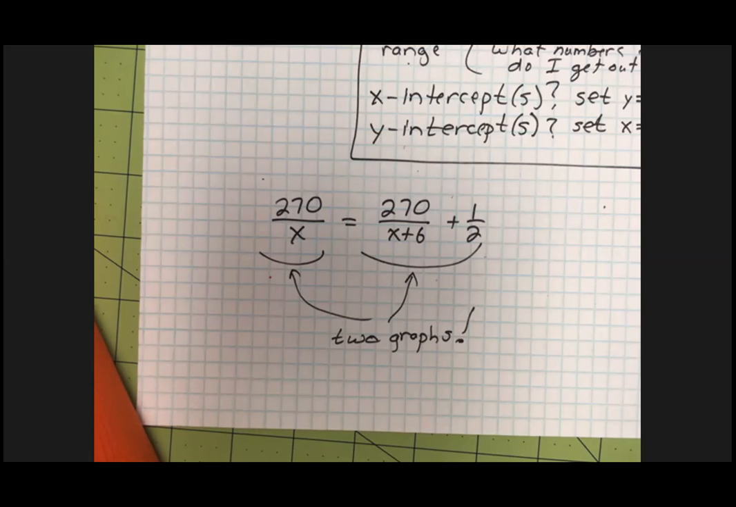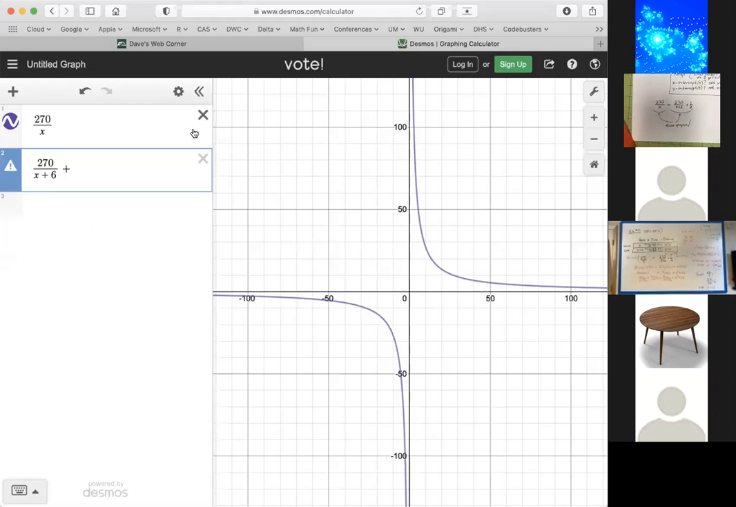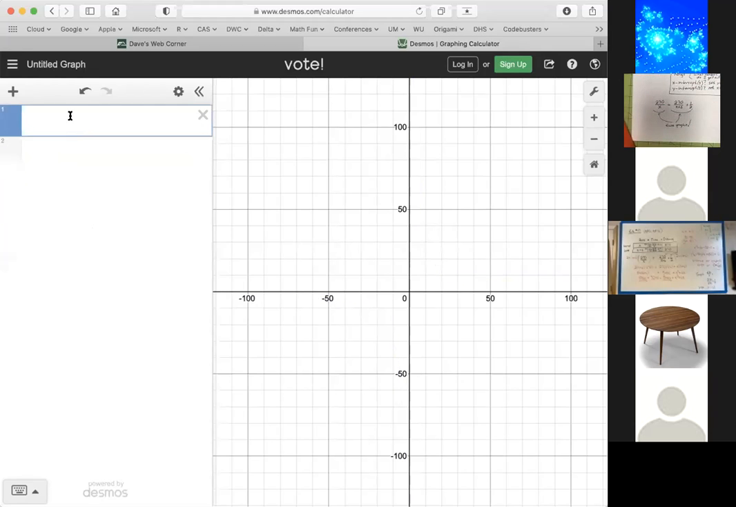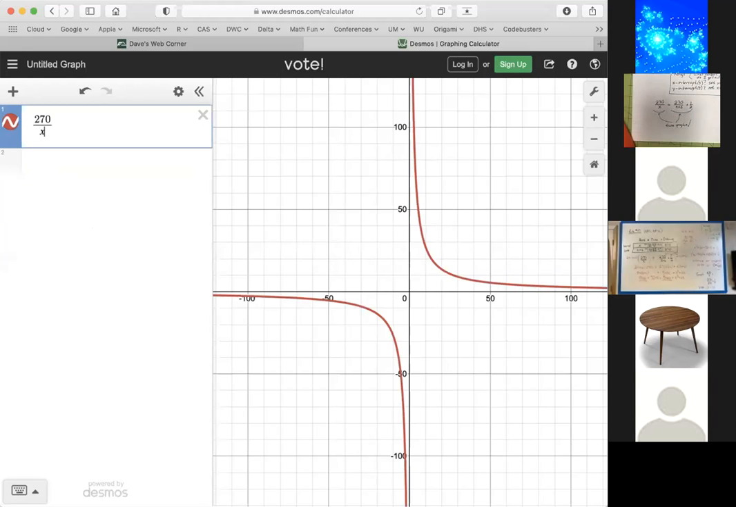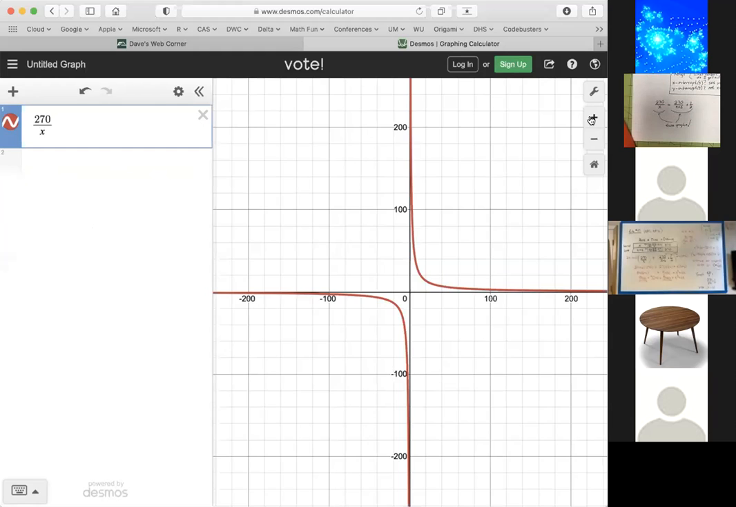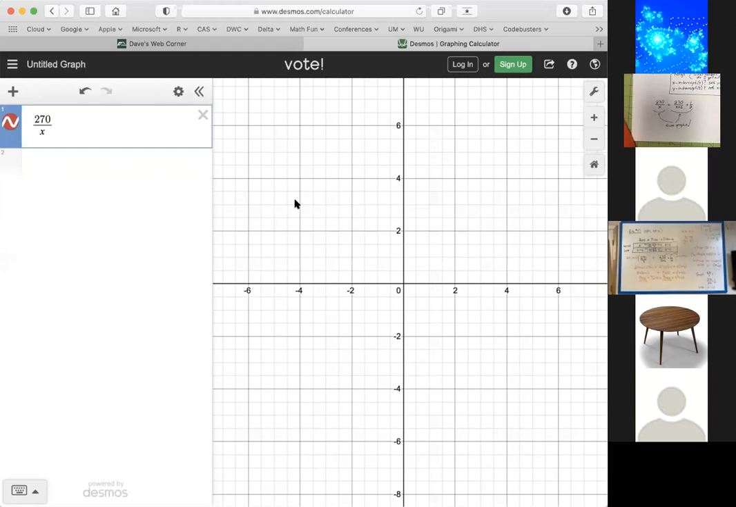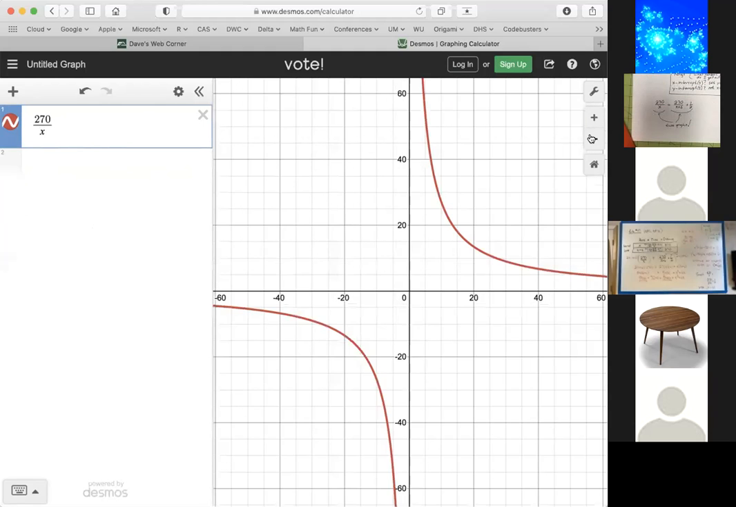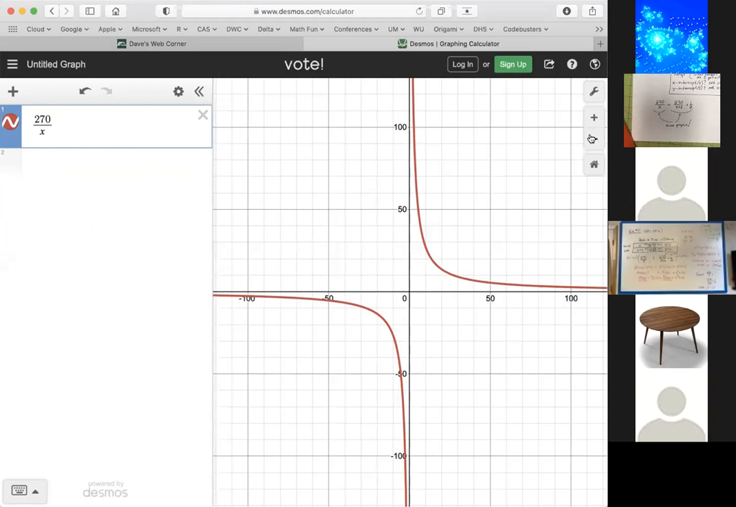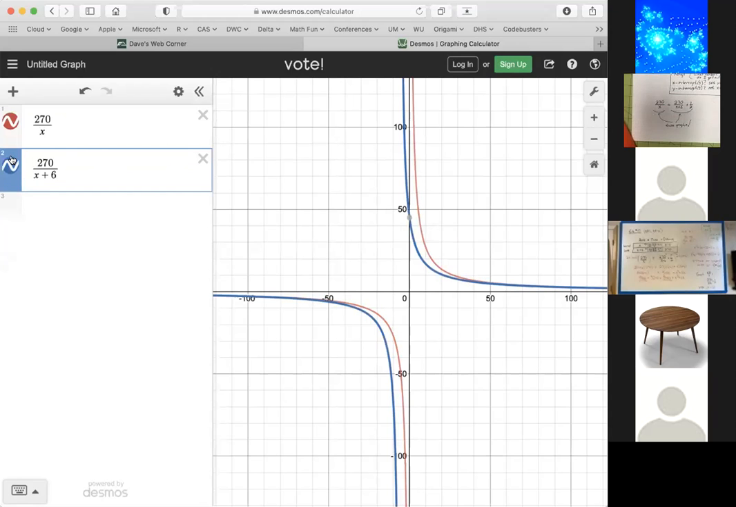Professor, I can't see what you're doing. Good deal. Yes, I forgot to, at least I thought I shared screen. Okay, my fault. From the top, 270 divided by x. And notice in the ordinary window, I don't see it because 270 is so big, I have to zoom out. Okay, better. But it has the same 1 over x shape. Now let's go for 270 over x plus 6. Thank you for correcting me.